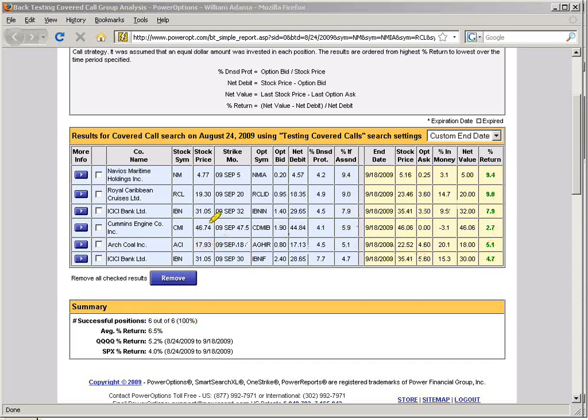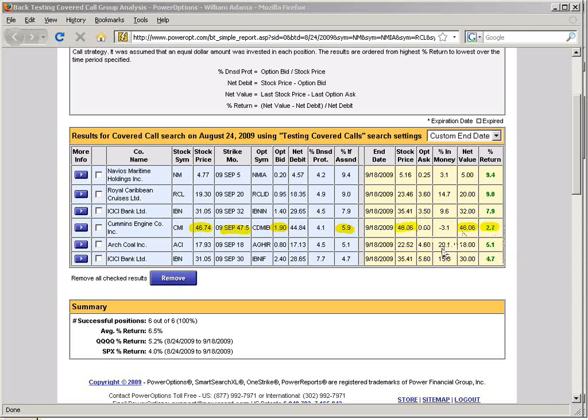Take a look at the Cummins position. Stock was at 46.74. We were going to sell the slightly out of the money 47.5 call for $1.90. The maximum return if we were assigned was 5.9%, but that didn't happen. We only made 2.7%. Why? Well, the stock dropped, didn't it? The stock dropped about 70 cents, but we still kept all of the premium, so we did make $1.20 with the stock trading at 46.06, so we still made a return on that, but it was not the full return.